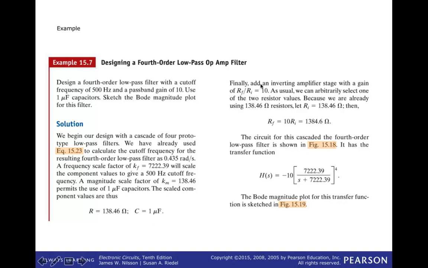Then we want to do the final stage. We're told that we want a passband gain of 10. That is not given in dB, that's given in actual gain. So we want an inverting amplifier stage that has a feedback to input resistor ratio of 10. If we leave the input resistor as 138.46, then we can calculate a feedback resistor, which will be 10 times higher than that. And then our transfer function would appear like this.